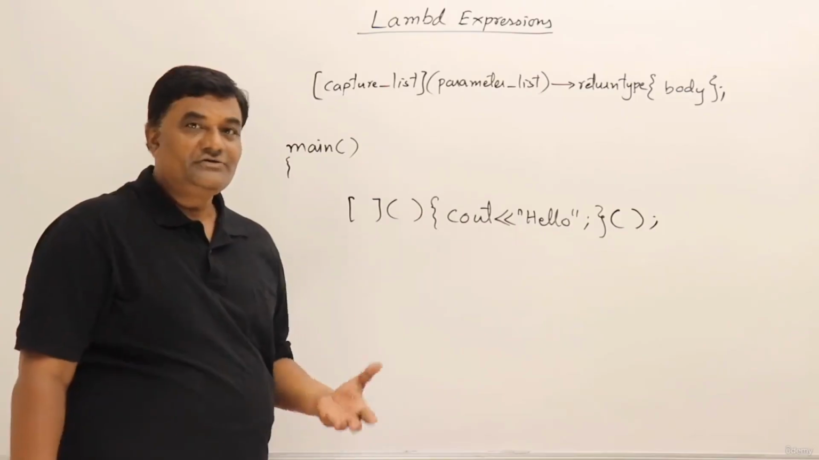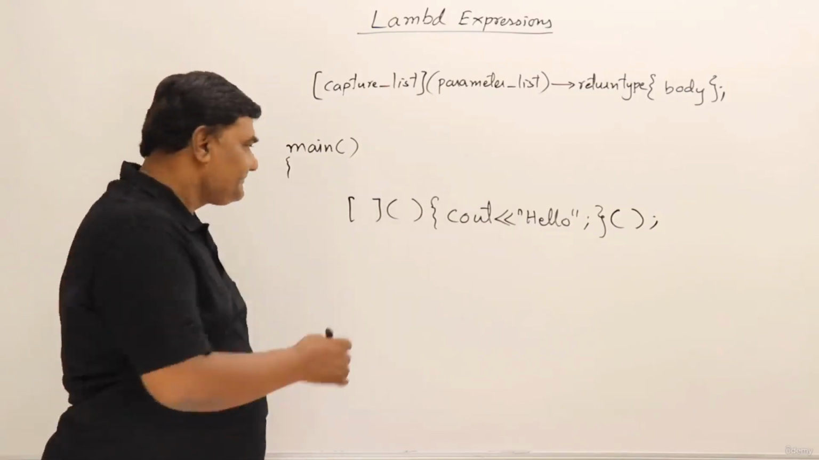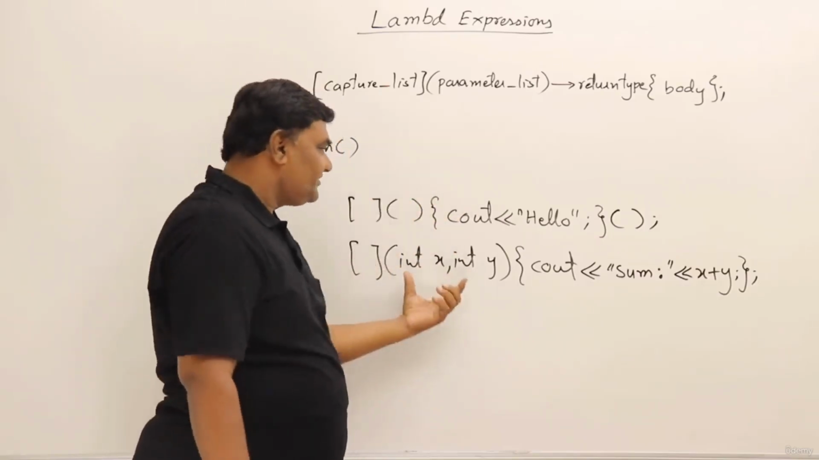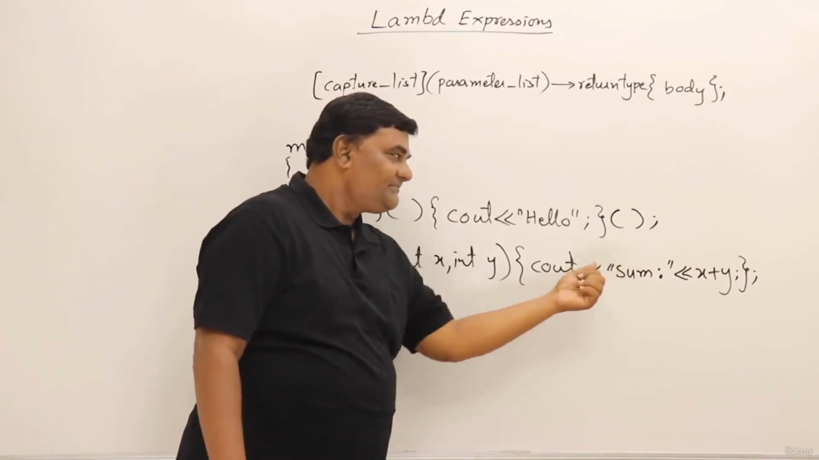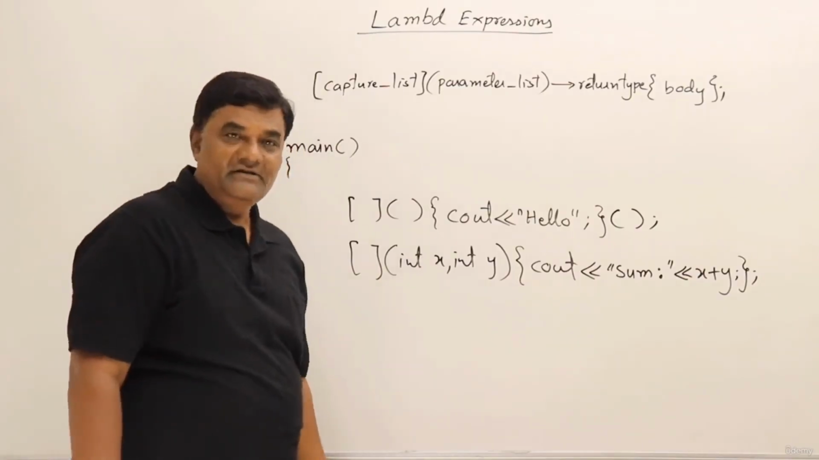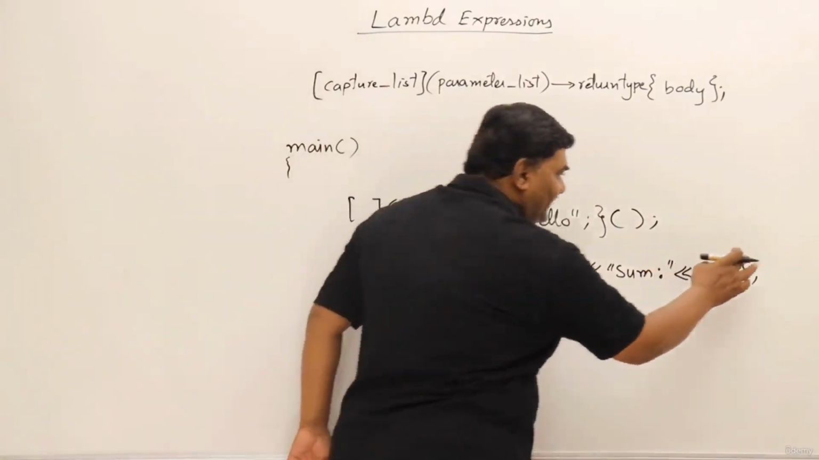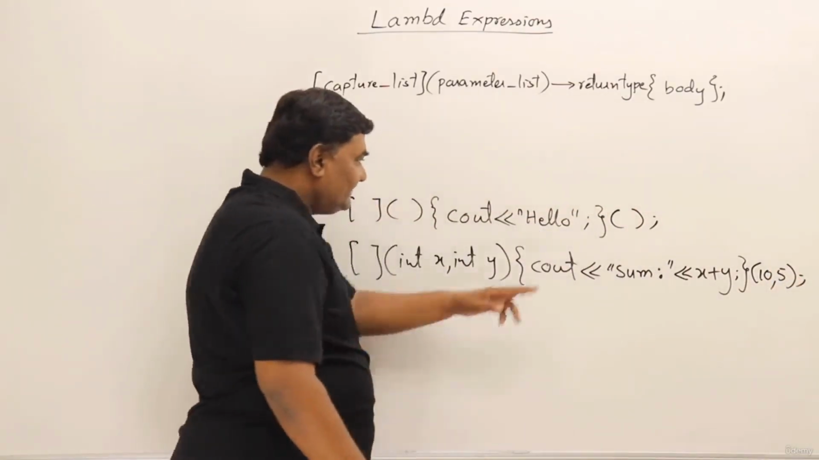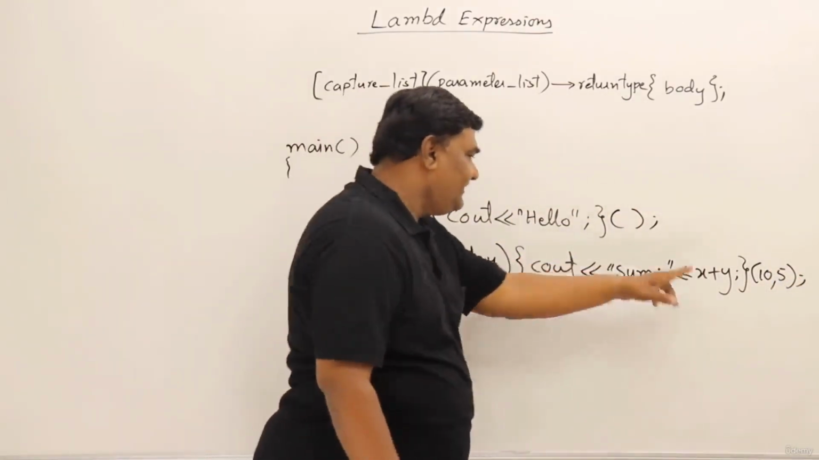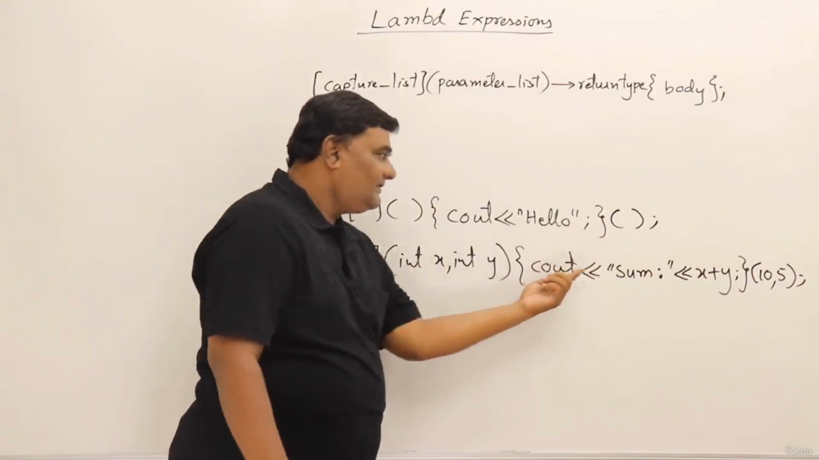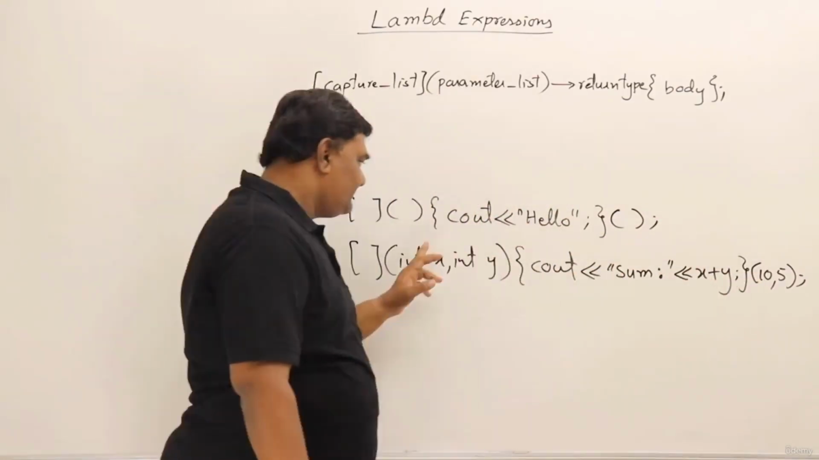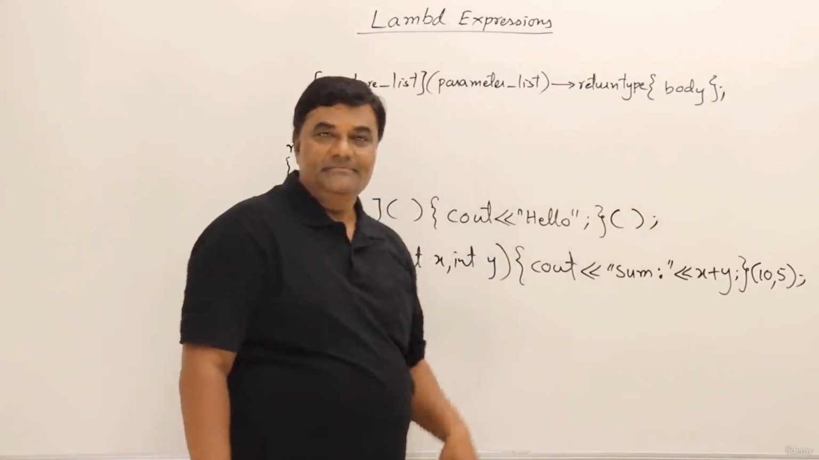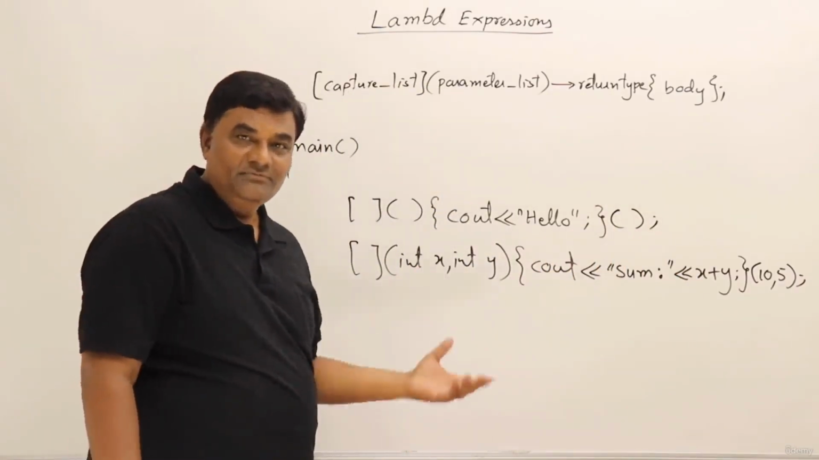Now let me write one more function to show you how it can take the parameters. This is the function which is taking two parameters. This is the parameter list, so I have mentioned the parameters, and here it is displaying the sum of two numbers x plus y. Then how to call this? There itself I will write call 10, 5. So 10 is passed to x and 5 is passed to y, and they are added and it will display the sum.